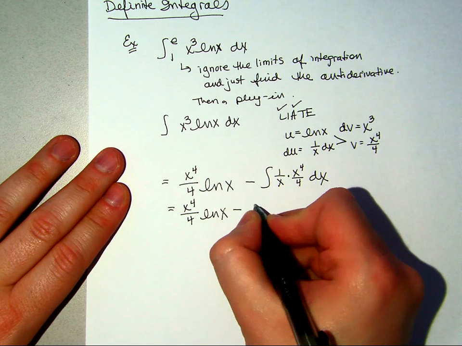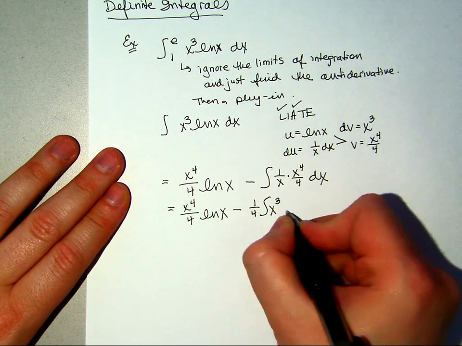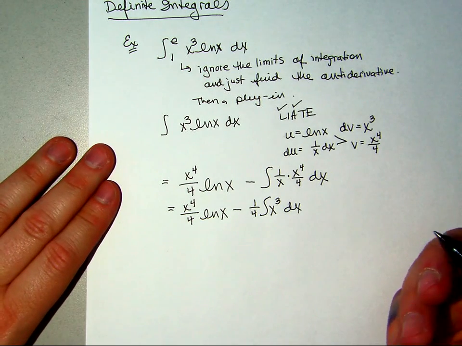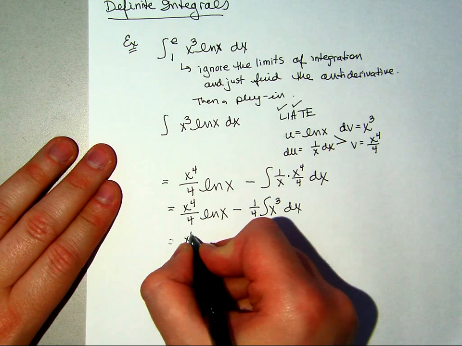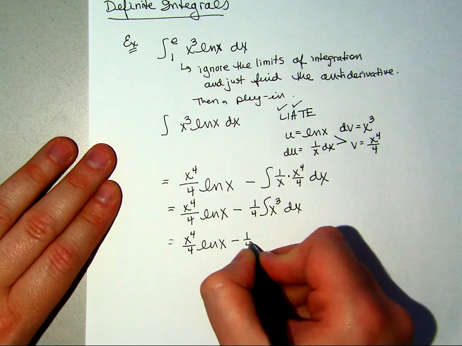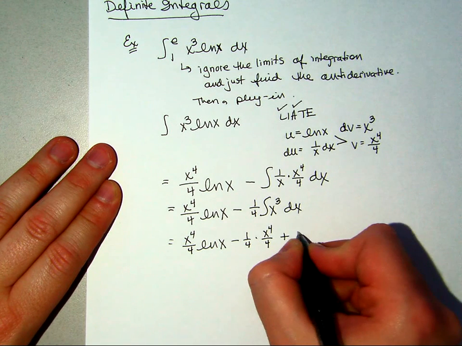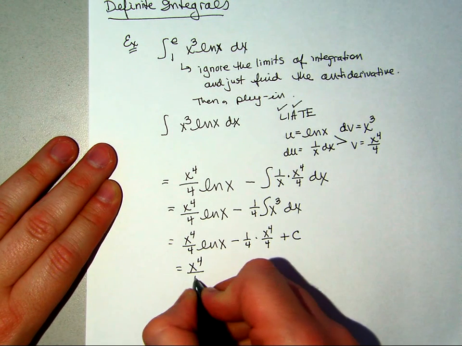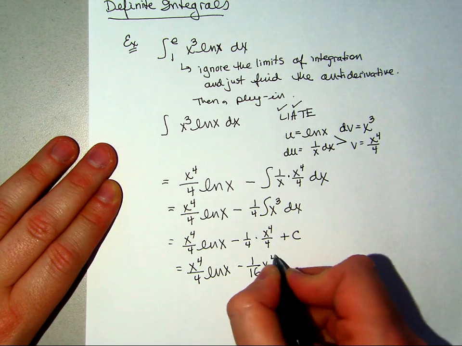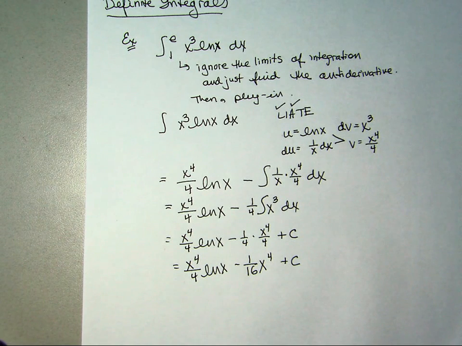You should be finding 1/4 times the integral of x cubed dx, which should give us x to the 4th over 4 times the natural log of x, minus 1/4 times x to the 4th over 4, plus a constant. So x to the 4th over 4 times ln of x, minus 1/16 x to the 4th, plus our c value for the antiderivative. Any issues with getting to there?